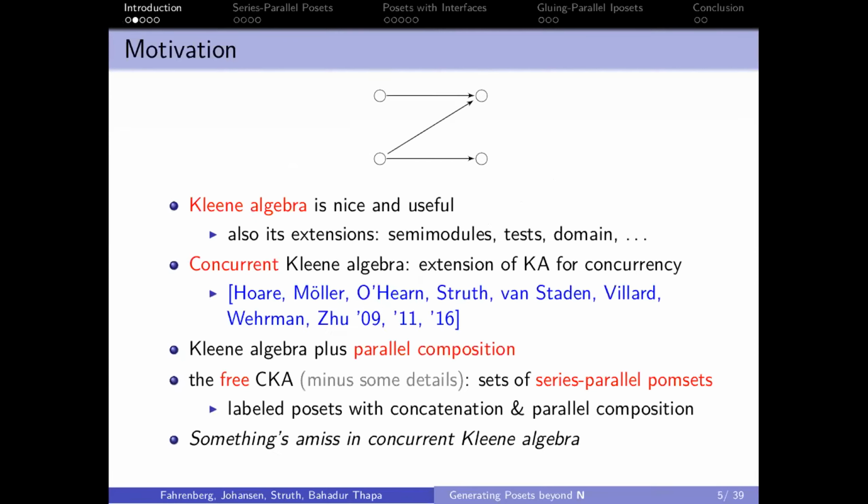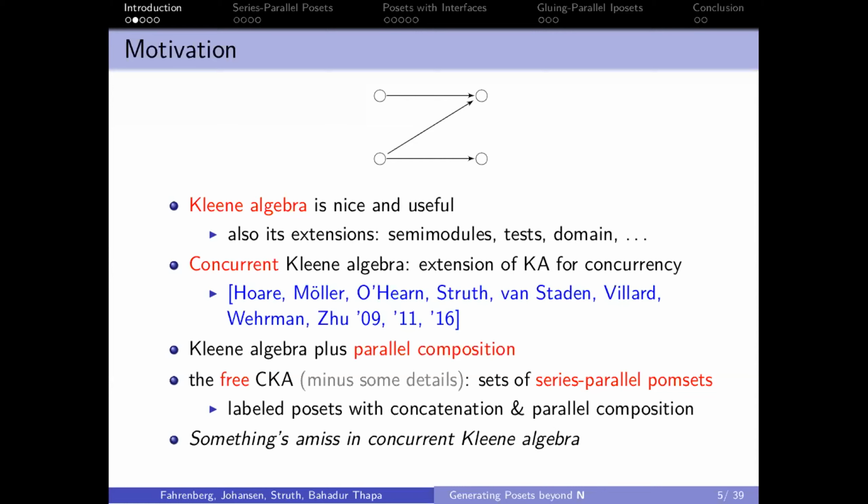So what is it about this N? Well, we work in concurrent linear algebra because we find linear algebra nice and useful. I'm sure most of you agree that linear algebra is nice and useful for a lot of things, also its extensions to semi-modules and tests and domain. And we've seen some of this in Bernhard's talk just a minute ago. Concurrent linear algebra was introduced by Bernhard together with Tony Hoare, Peter O'Hearn, Georg Struth, and some other people in 2009. It extends linear algebra with a parallel composition, which can be used in concurrency because you don't only have sequential composition, but also parallel composition of things.